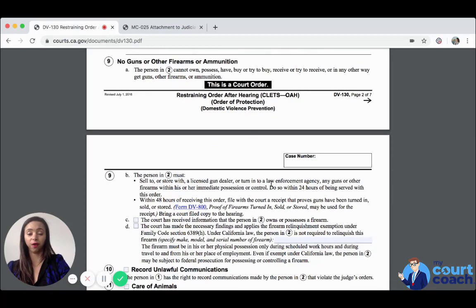No guns or firearms, so this is standard. The person in 2 cannot own, possess, or have, buy, or try to buy, receive, or try to receive, or in any other way get guns, other firearms, or ammunition. This also means that you can't have somebody indirectly purchase firearms for the benefit of the restrained party. So you can't own or have any interest in any firearms, period.